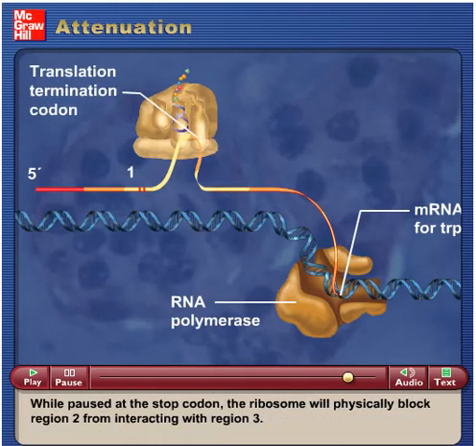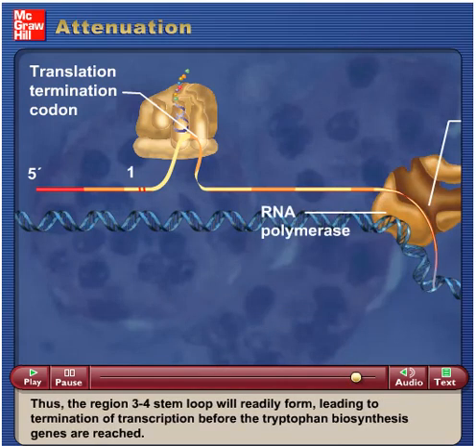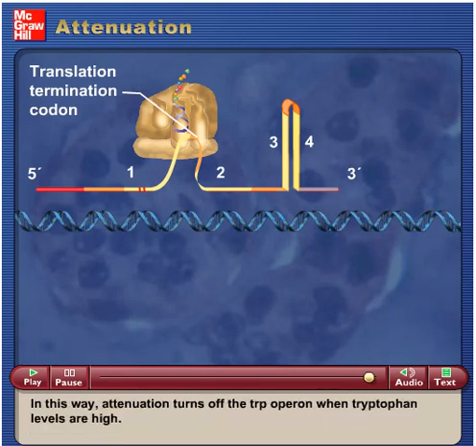While paused at the stop codon, the ribosome will physically block region 2 from interacting with region 3. Thus, the region 3-4 stem loop will readily form, leading to termination of transcription before the tryptophan biosynthesis genes are reached. In this way, attenuation turns off the trp operon when tryptophan levels are high.